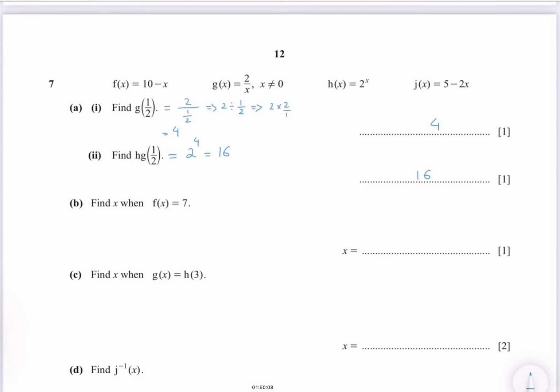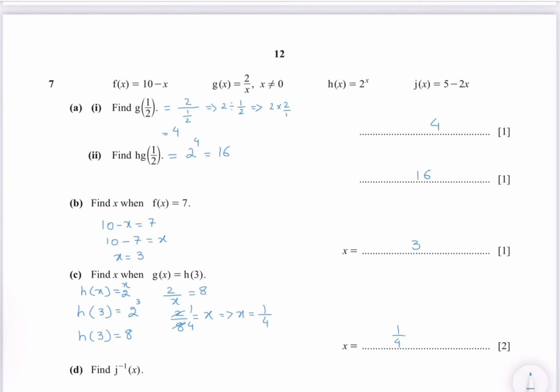Find x when f of x is 7. So f of x is 10 minus x. Put 10 minus x equal to 7. From here you find x, which is 3. Find x when g of x is equal to h of 3. We have g of x, but we don't have h of 3, so first find h of 3. You place 3 in x, so it is 2 power 3. So h of 3 is 8. Now g of x is 2 over x, so 2 over x is equal to 8. From here you find x. Make x the subject. Your x is 1 over 4.